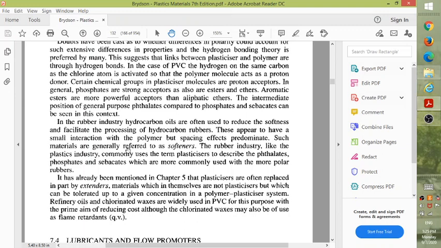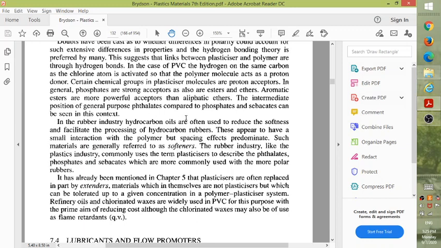Such materials are generally referred to as softeners. So what are softeners? In the rubber industry, we need to process rubber, and for that we have to make it soft. For that we use hydrocarbon oils, because they facilitate processing. These appear to have a small interaction with the polymer, but the spacing effect predominates.